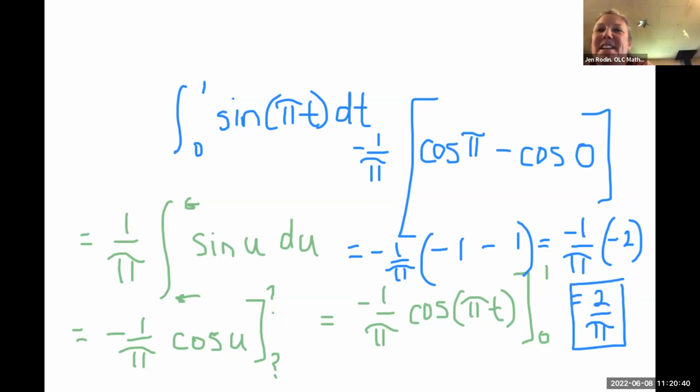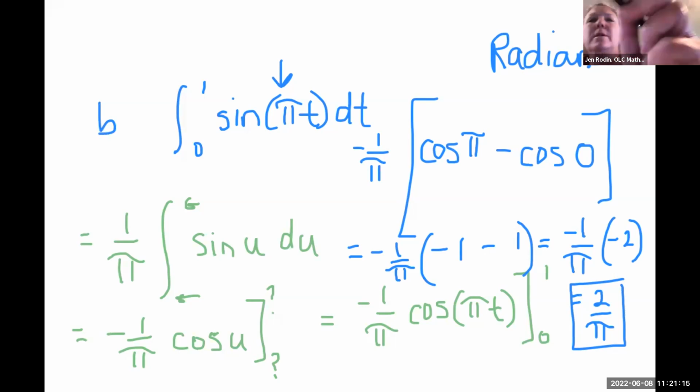There you go. And again, nothing against you using software like a graphing calculator; it should do this for you too, as long as you're in radian mode. If we're talking about pi, it's radians. If it was like 180 degrees, then we'd be in degree mode. So if you do use technology, just remember your settings. All right, any questions on that one? That was B on the second page, number 4.